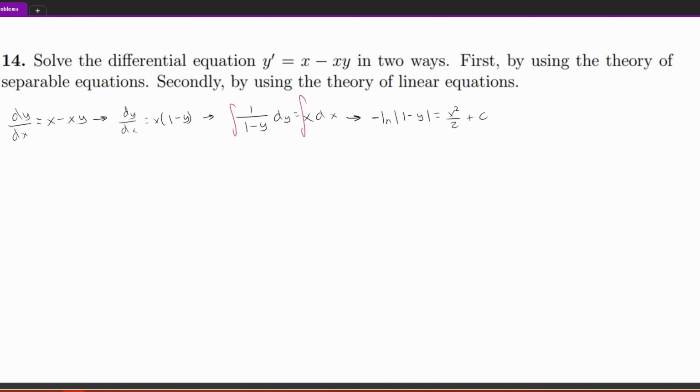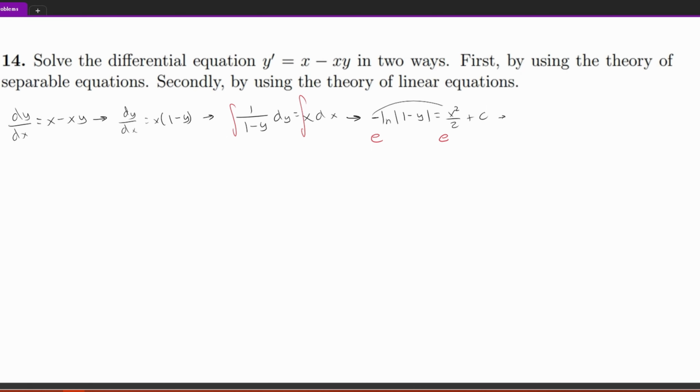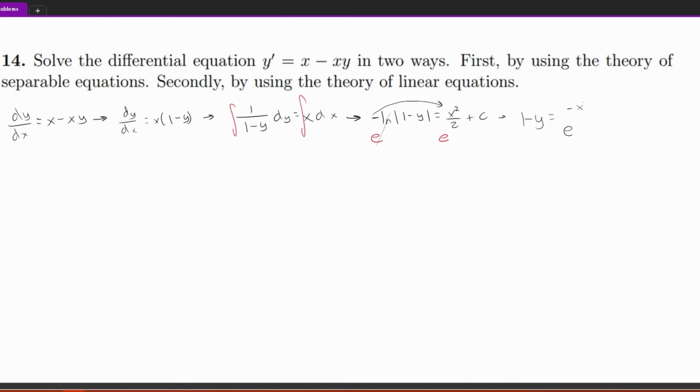Now we want an equation for y, right? So we're going to have to raise everything to the power of e. And in doing this, first of this negative right here, we can move it over to the other side, so we don't have to deal with it, and we just have a clean e to the ln cancellation right here. It's going to give us 1 minus y is equal to negative x squared over 2, and then we'll also have minus c.